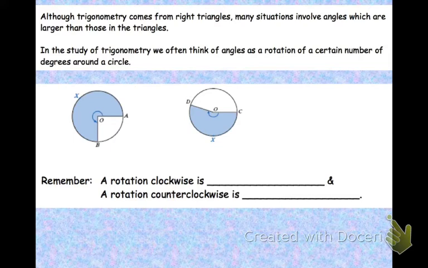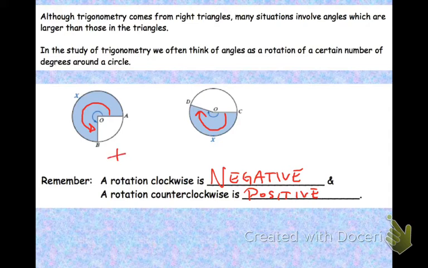In the study of trigonometry, we often think of angles as rotations of a certain number of degrees around a circle. So we see it as rotating however far around that we're going to go, and there can be all these different angle measures, as you can probably figure out. A rotation clockwise, so going in the clockwise direction, is negative, and a rotation counterclockwise, so going against the clock, is positive. So this first one here is a positive rotation, and the second one over here is a negative rotation.